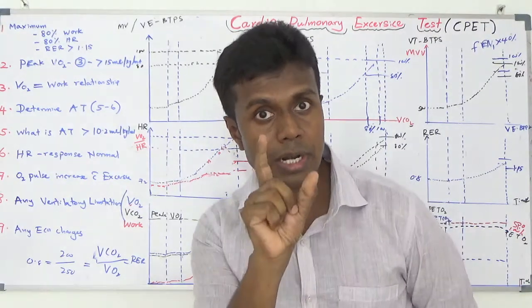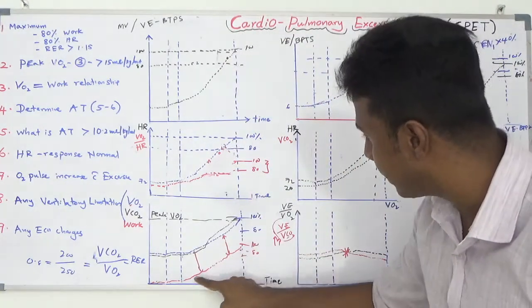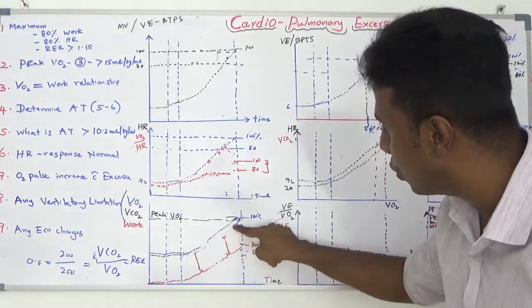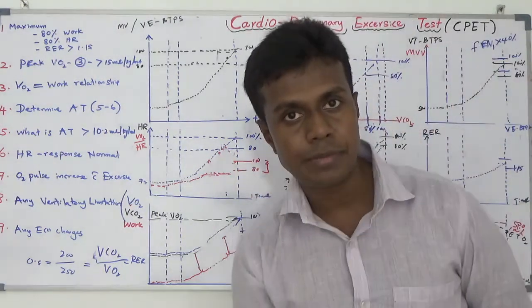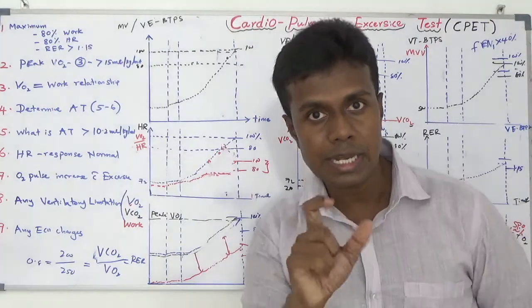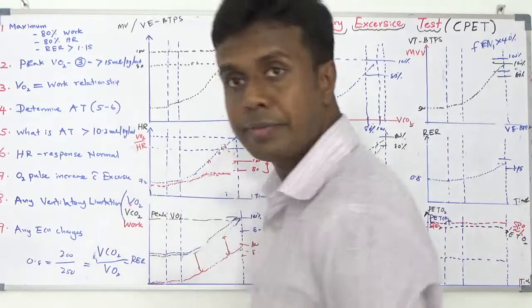Oxygen utilization and work relationship should be parallel to each other. I already told you, this is work, the red one. This is VO2. You have to check the VO2 and work relationship. It should be parallel. If it is not parallel, there is some pathology. Then determine the anaerobic threshold.